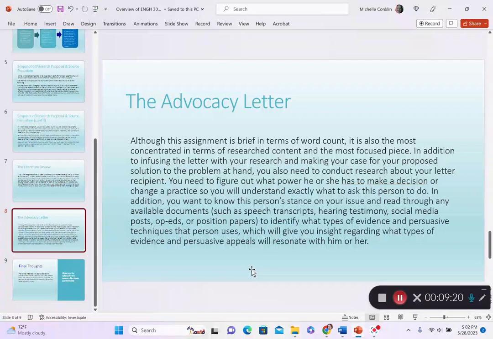People tend to use the types of evidence that they feel is most compelling for them. So this will give you a window into their way of thinking, and you can in turn make sure you lean towards that kind of evidence in formulating your letter.